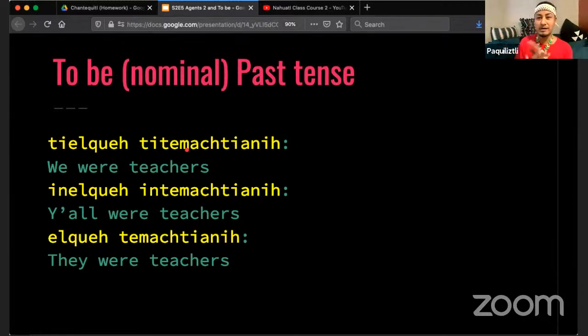Maybe one day we'll talk about other varieties and the verb to be. The verb to be is complicated because it's irregular, and it's irregular in most languages, not just Nahuatl.